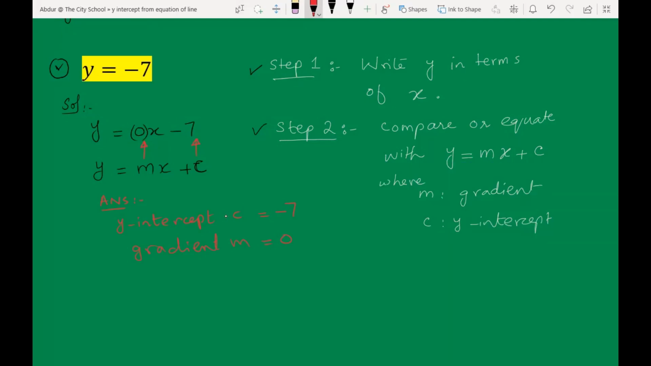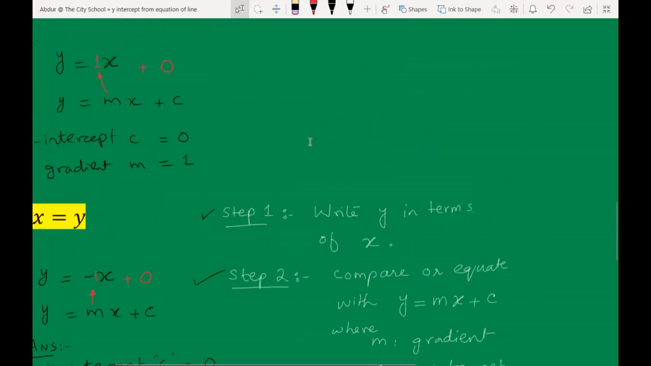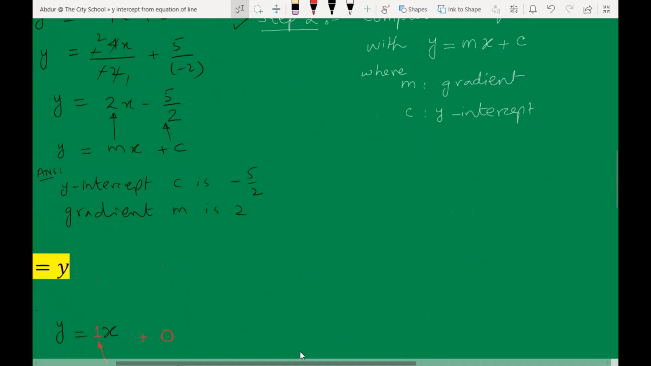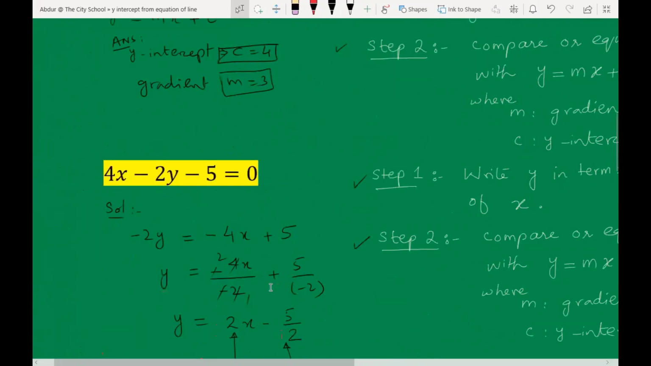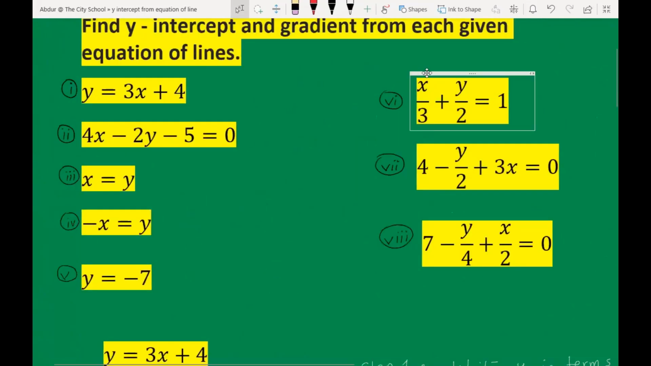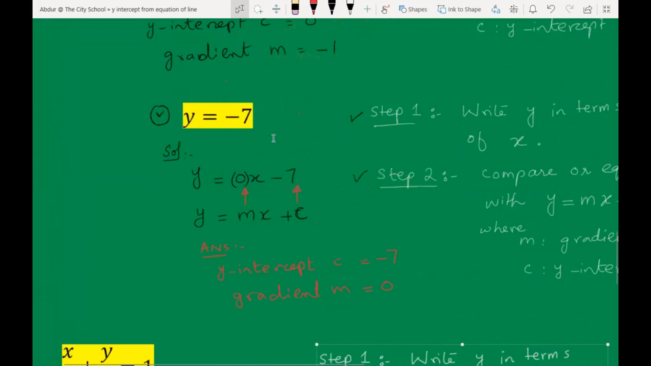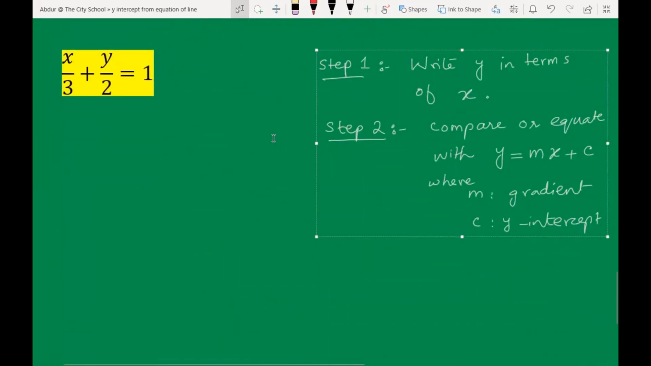Let's take another example, number 6 here. Yes, this is example number 6, a very important example.